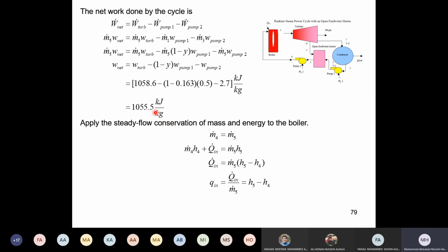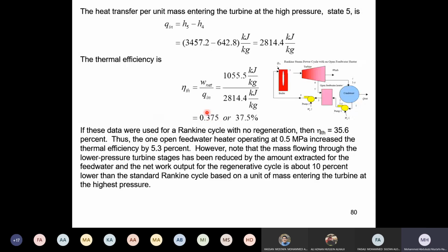Okay. So then we calculate Qn as H5 minus H4, and then we calculate the efficiency. The efficiency is around 37.5. It's not 80%. It's not minus. It's not more than 100%.